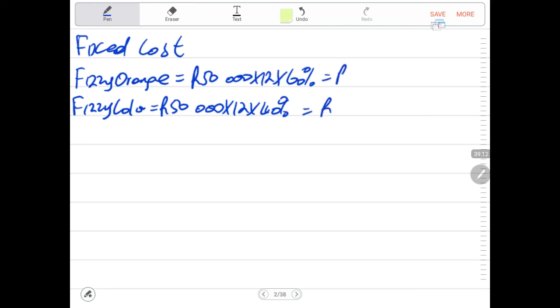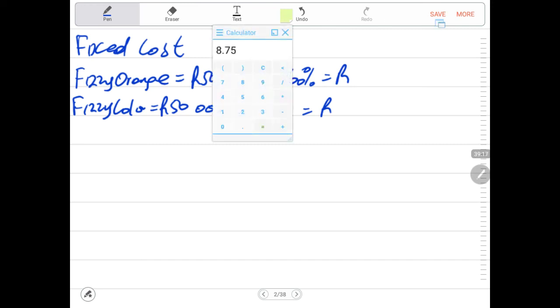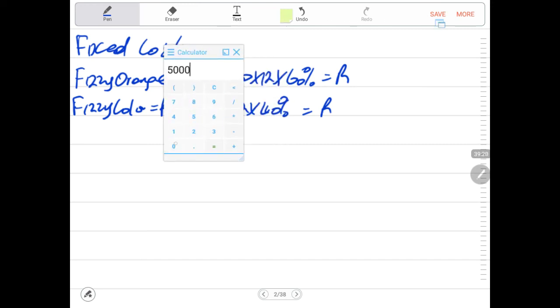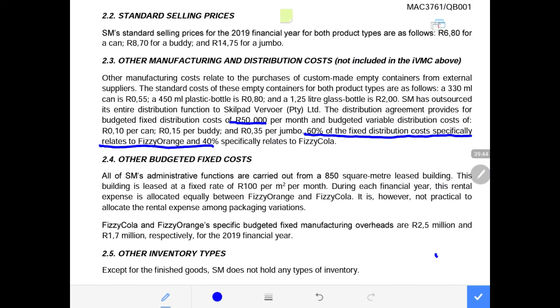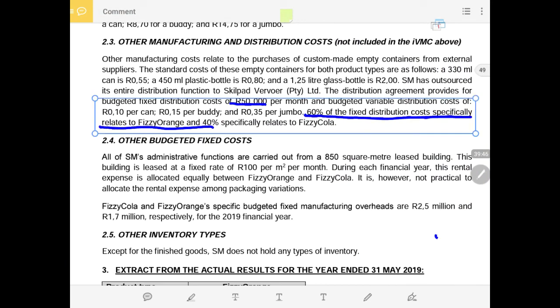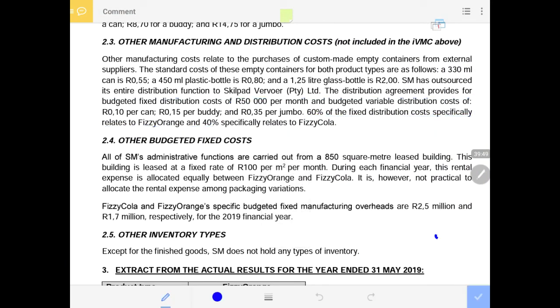Then let us do the allocation of the fixed cost, which is distribution cost. This is the distribution cost, 50,000 times by 12 equals 600,000 times by 0.6. Then we get 360,000 rands. 600,000 minus 360,000 means the 240,000 rands is the fixed distribution cost allocated to the fizzy cola product type. Then we have dealt with that, done and dusted with it.